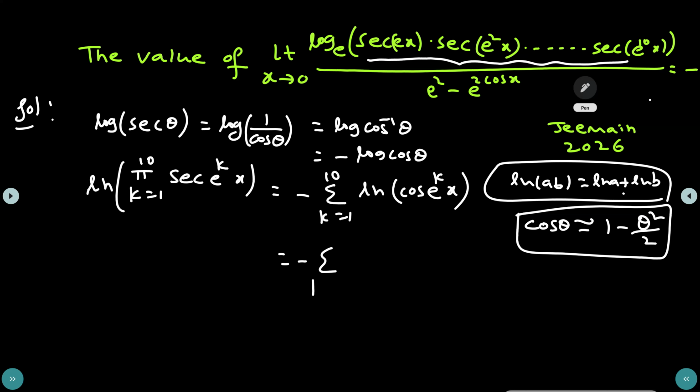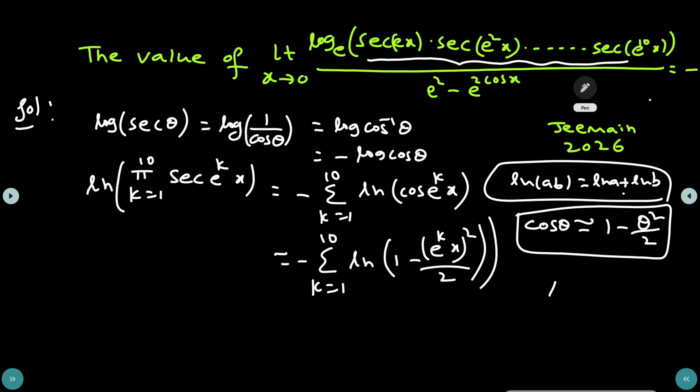minus sigma k equal to 1 to 10. This log cos e power kx can be written as log of 1 minus, what is theta here? E power kx, right? Whole square by 2. Now it is approximately equal. And one more concept with respect to log, that is log of 1 minus x is approximately equal to minus x when x is very small.